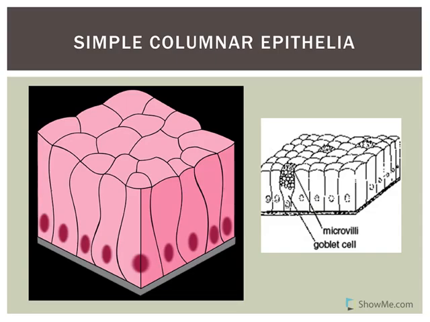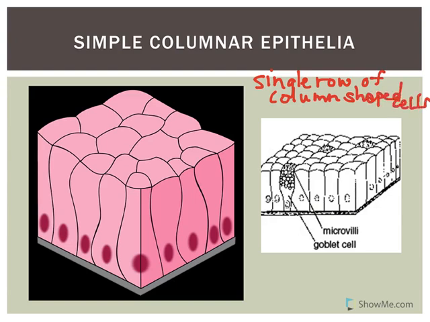Now the other type we're going to look at is simple columnar epithelium. This one has a single layer or row of column-shaped cells. What you'll also notice is the nuclei tend to be more oblong-shaped, and they're at the lower half of the cell. So these cells are taller than they are wide. These are also good for absorption and secretion. And where applicable, if these are ciliated, the cilia will move things across the surface.